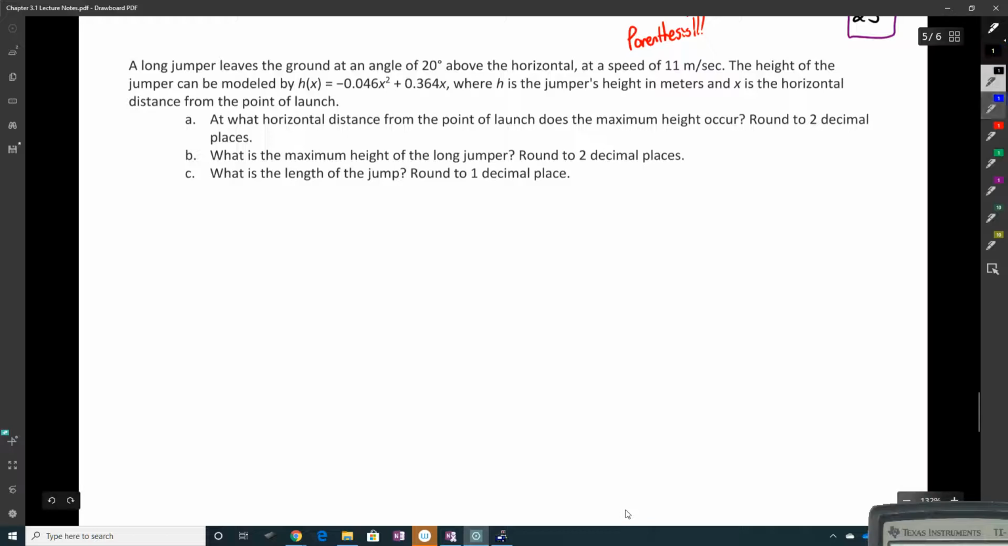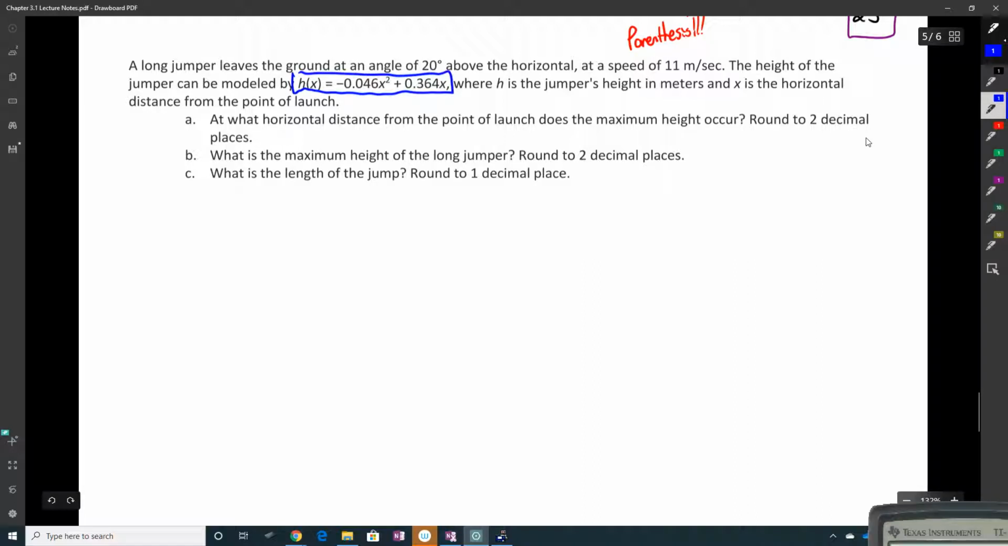All right, so this next problem is the word problem, and it starts out all wordy, talking about a long jumper, angles, blah, blah, blah. If you were in physics, then all you would have to go on would be the angle and the speed and stuff, and then you'd have to create the equation by yourself. But we're not in physics, so they actually give you the equation. So we don't have to worry about all that word problem stuff in the beginning.